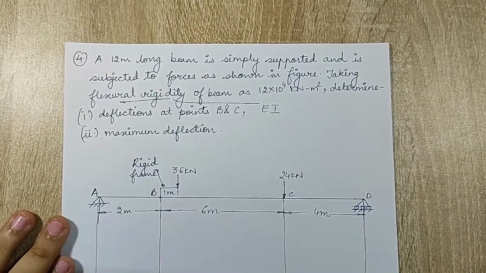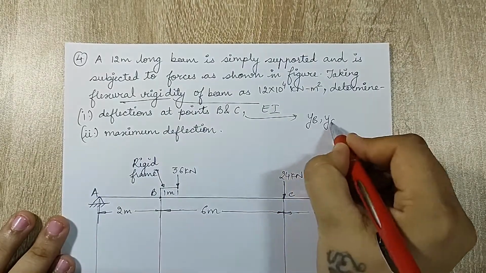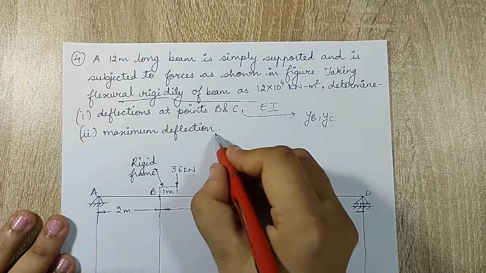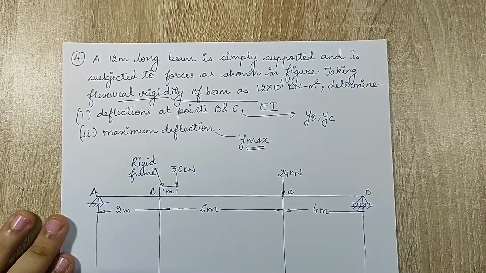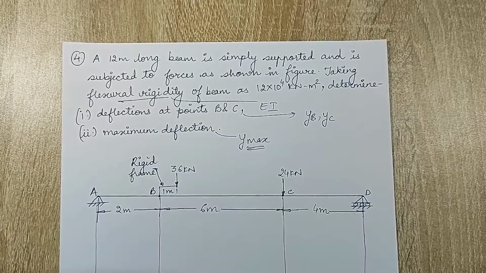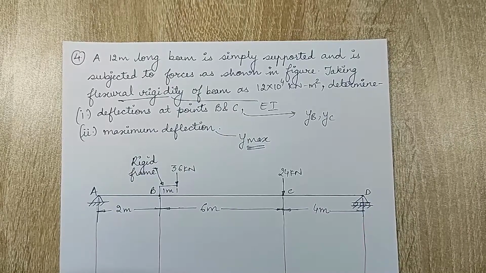Determine deflections at points B and C, which means I have to calculate YB and YC, and I also have to calculate the maximum deflection, which means I need to find Ymax on the beam. Now you can see over here A to D is the beam. At point A there is a hinge support and at D there is a roller support. At C there is a downward force of 24 kilonewton.